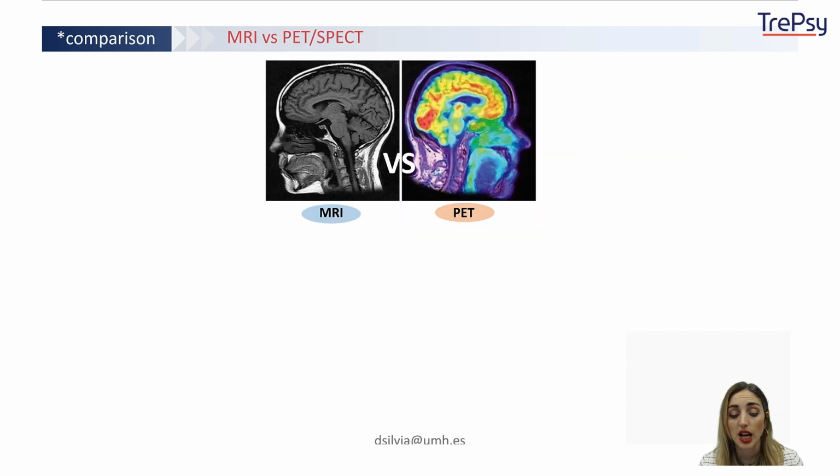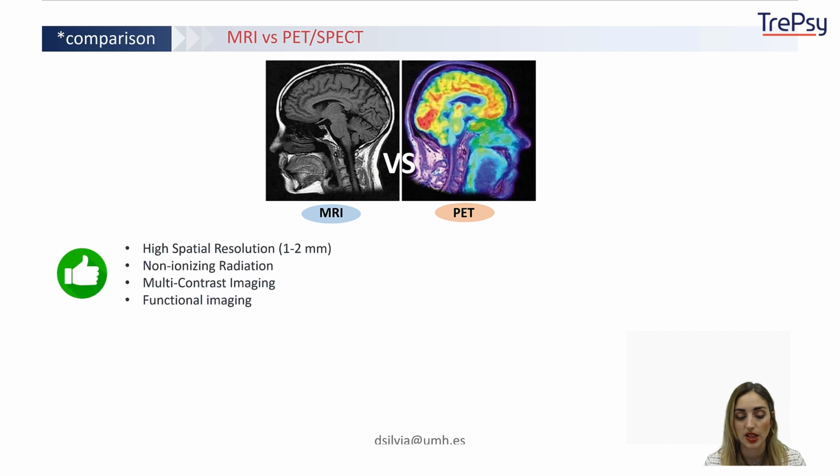Let's move now to a more quantitative comparison between MRI and PET or SPECT. So MRI, as you can see also in this image, has a very high spatial resolution, 1 to 2 millimeters. You can go even lower with modern scanners. It uses intrinsic contrast, water in the tissue, so it doesn't use ionizing radiation. It offers the possibility to achieve multi-contrast imaging, functional, structural, blood flow, spectroscopy, etc. Which are the downsides of using MRI?